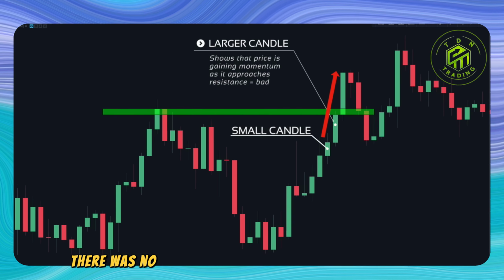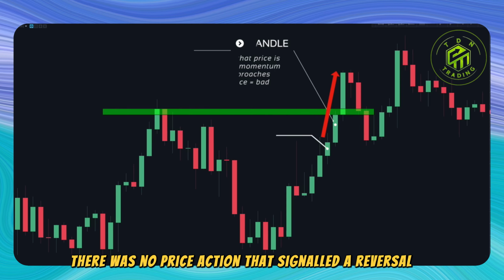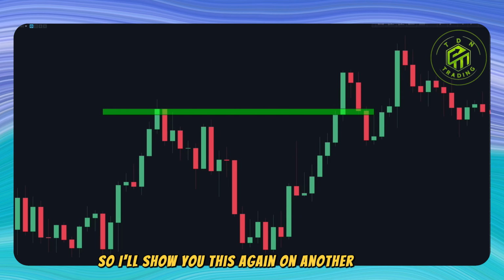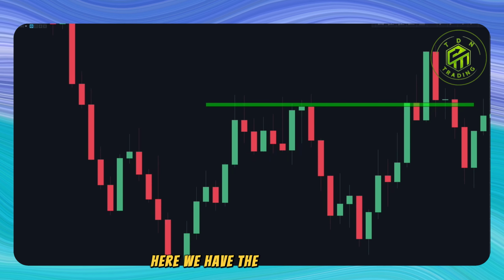As you can see, there was no price action that signaled a reversal. So I'll show you this again on another pair. Here we have the dollar CAD.